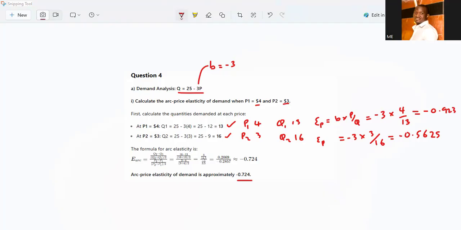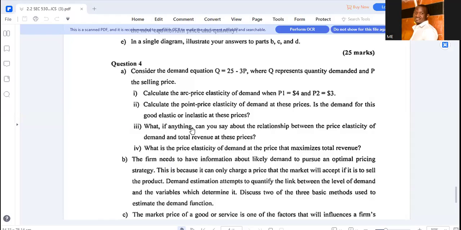Next question is asking us, if anything, what can you say about the relationship between arc price elasticity of demand and the total revenue at those prices? And also, the next question is asking us to establish what is the price elasticity of demand at the price that maximizes total revenue. So maximize total revenue. What can you say about the elasticity of demand?